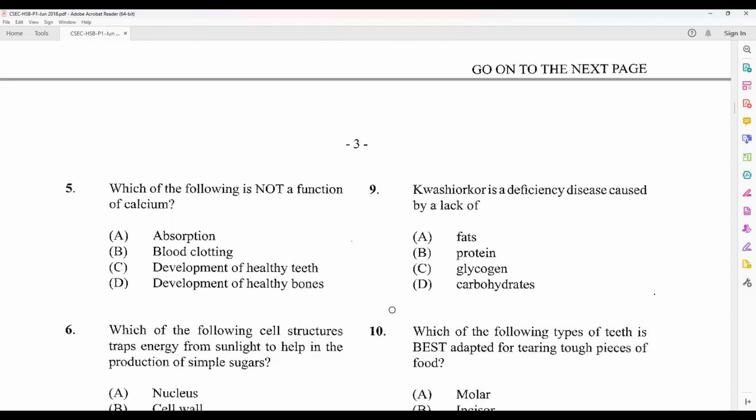Which of the following is not a function of calcium? And we see this not in capital letters. That's the examiner trying to tell us, pay attention to this not. Calcium is responsible for absorption. No. Blood clotting. Yeah. Development of healthy teeth. Yeah. Development of healthy bones. Yeah. So A is the not function.